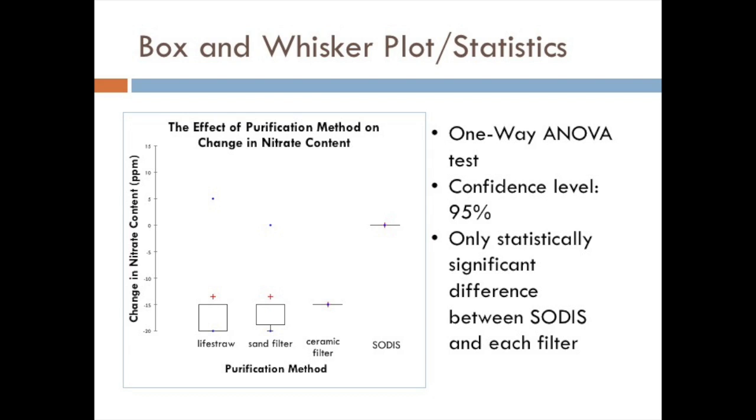So I did a one-way ANOVA test, and I went into it with a confidence level of 95%. There's only a statistically significant difference between the solar disinfection and each of the filters, but not among the filters, which makes a lot of sense because they all had the same mean value. The statistically significant difference is because the p-value was less than 0.05, which would fulfill the confidence level.